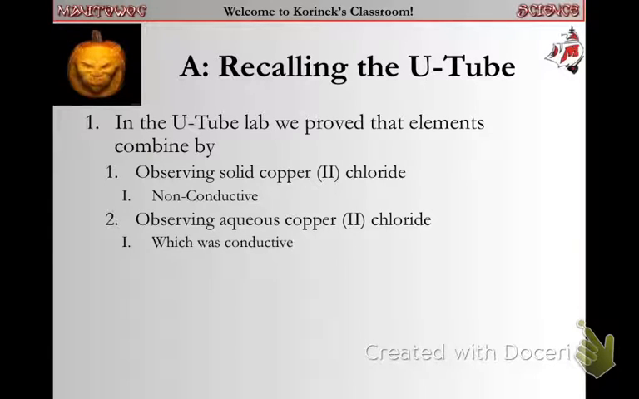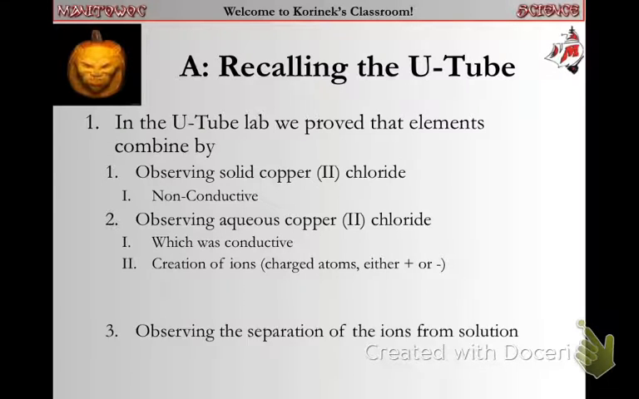Well, what happens is when we dissolve an ionic compound, which I'll define in a little bit, we create things called ions. And we talked about ions in Unit 2. So those are charged atoms. They're either positively or negatively charged because they've either gained or lost electrons. In the case of the lab, the copper atoms had lost electrons, and the chlorine atoms had gained electrons.